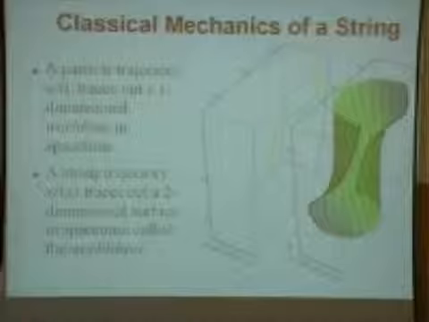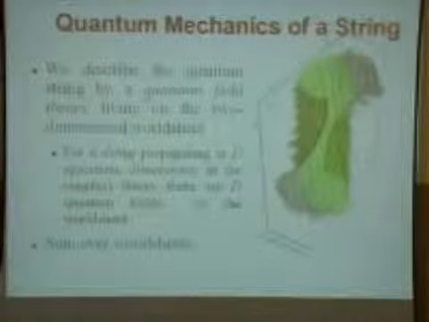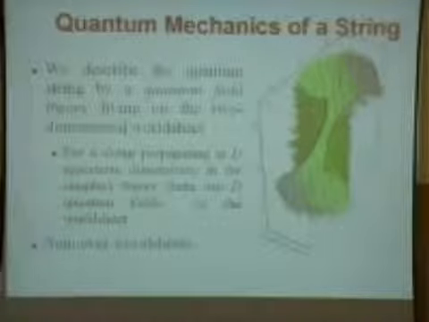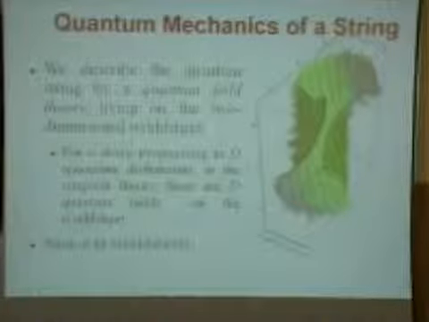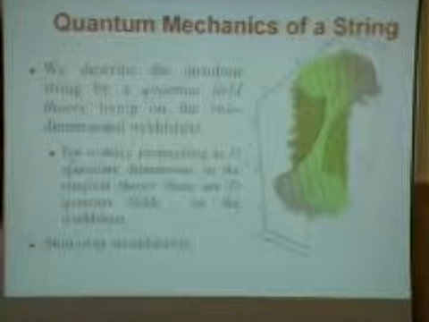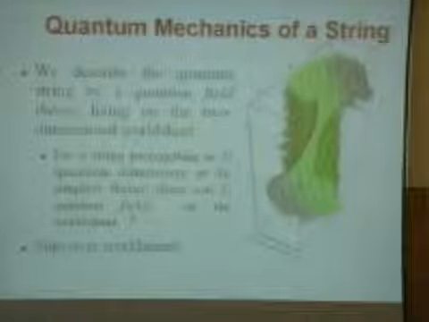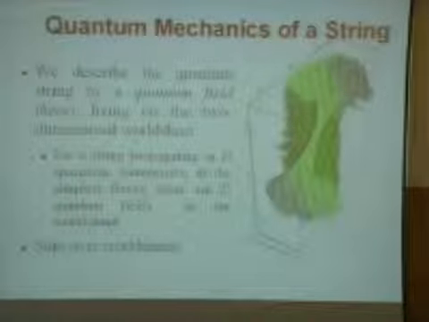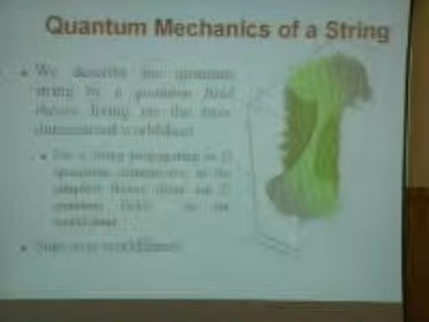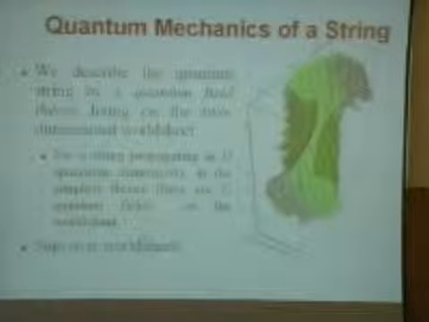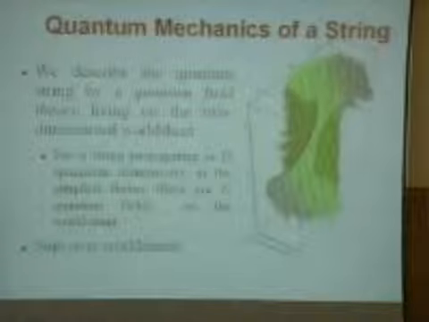So what's the quantum mechanics of a string? We describe the quantum string by a quantum field theory living on the two-dimensional world sheet. So here's a blurry string. For a simple string, there would be d quantum fields living in d space-time dimensions, say 4 for the real world. You would have 4 quantum fields living on the two-dimensional world sheet. Each direction x, y, z, and t corresponds to a quantum field living on this world sheet.